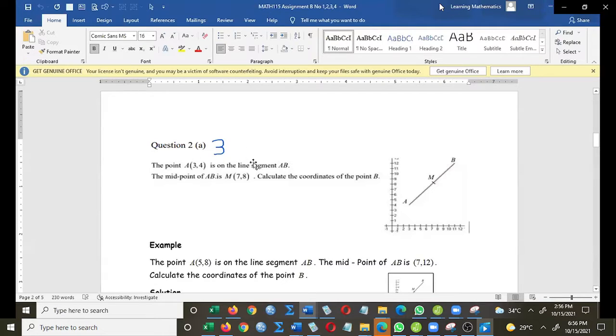Anybody did number 2 part A? It's calculate the coordinates of B.